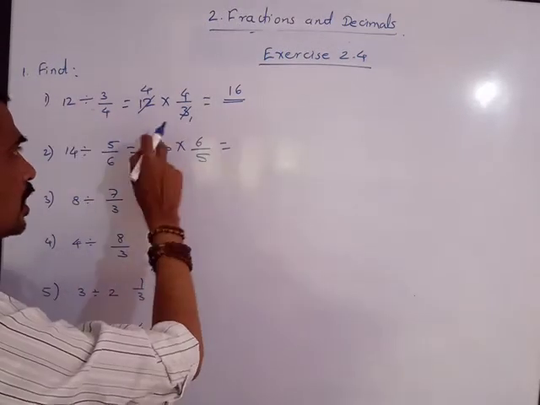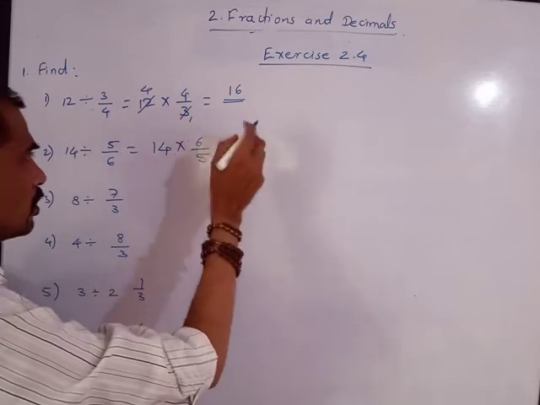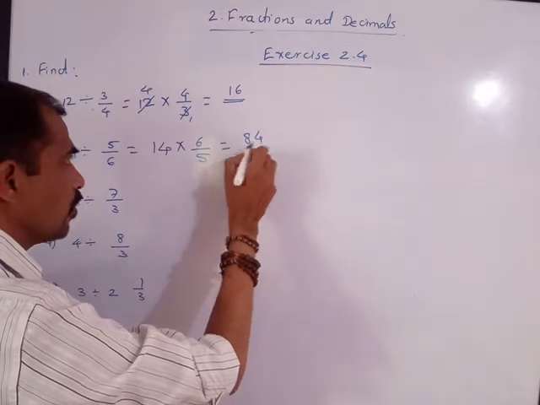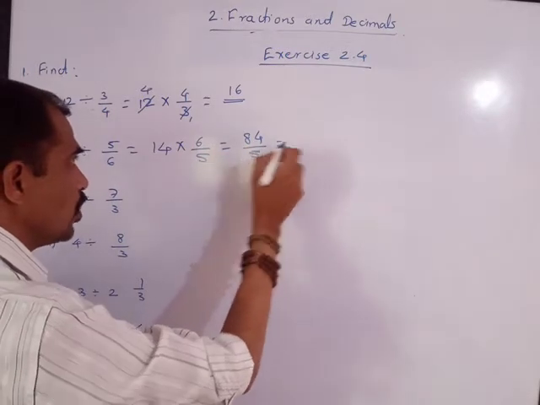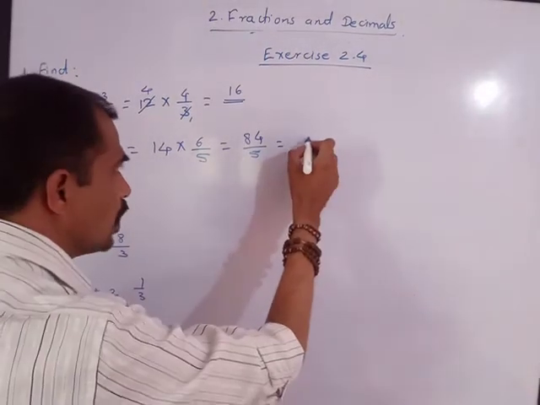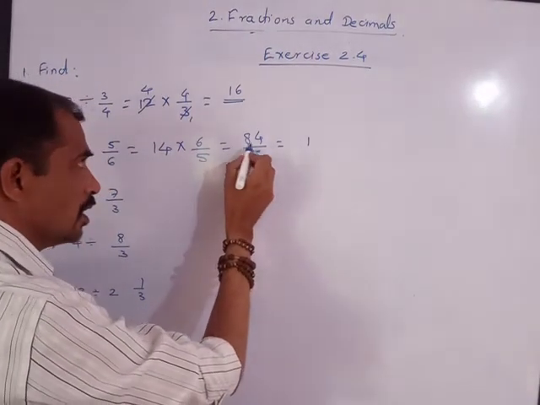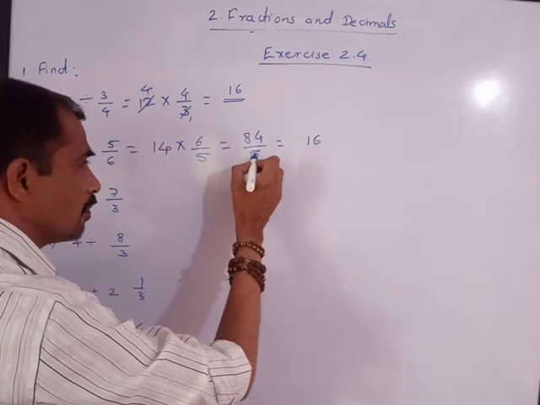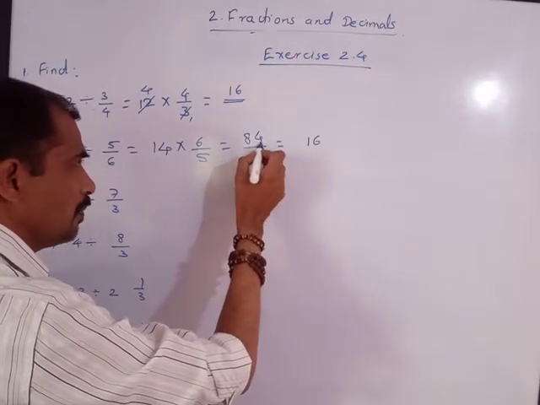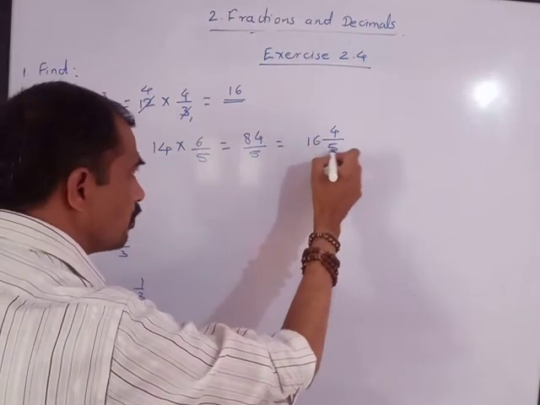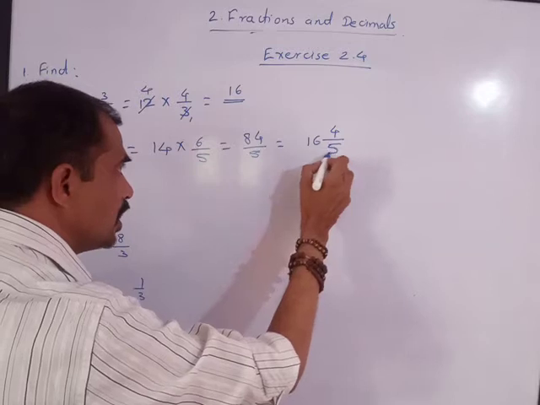This is 14 6s are 84, 84 upon 5. Please note, now this number can be written in mixed fraction. 5 1s are 5, 3 remain, 34, 5 6s are 30, 34 the remainder upon 5. So it can be written 16 integer 4 upon 5.